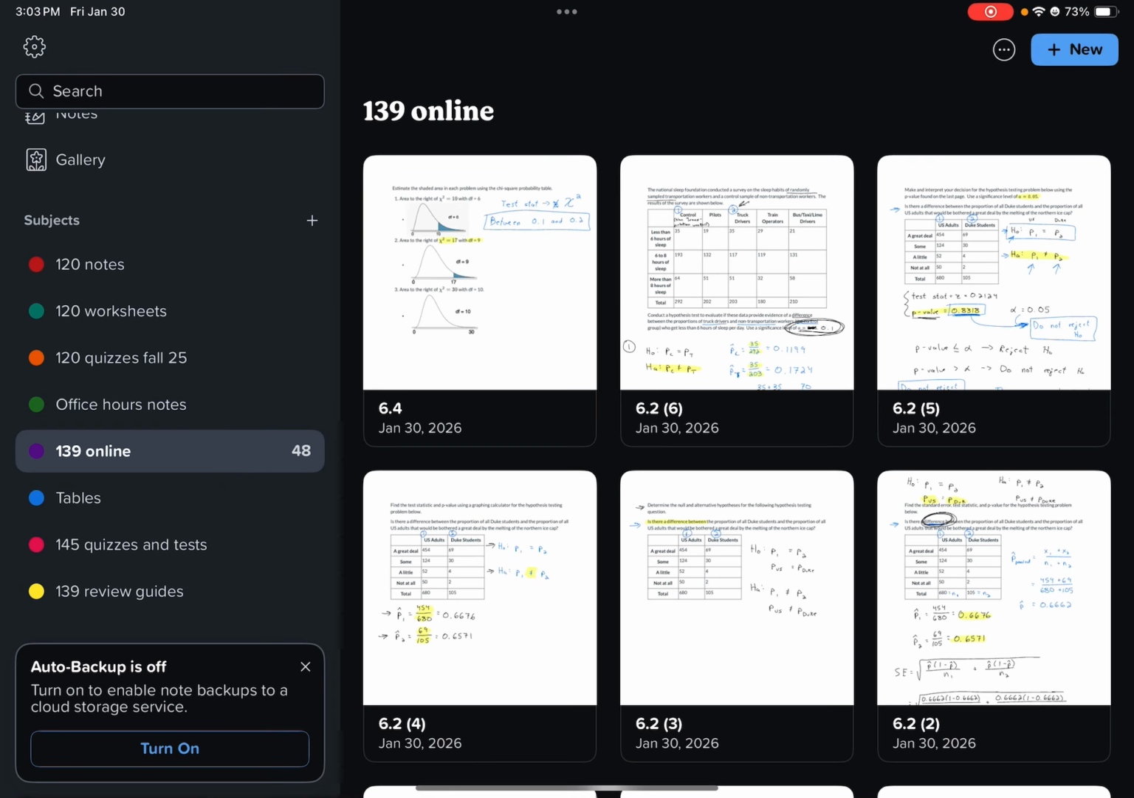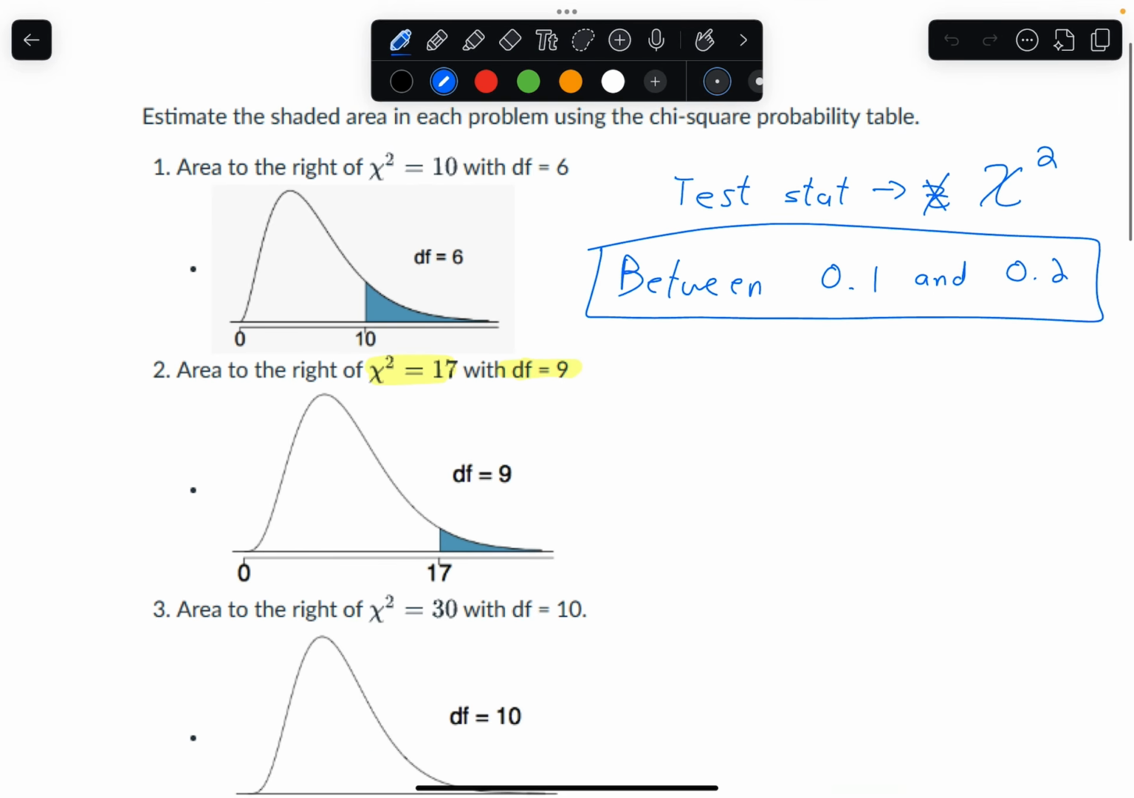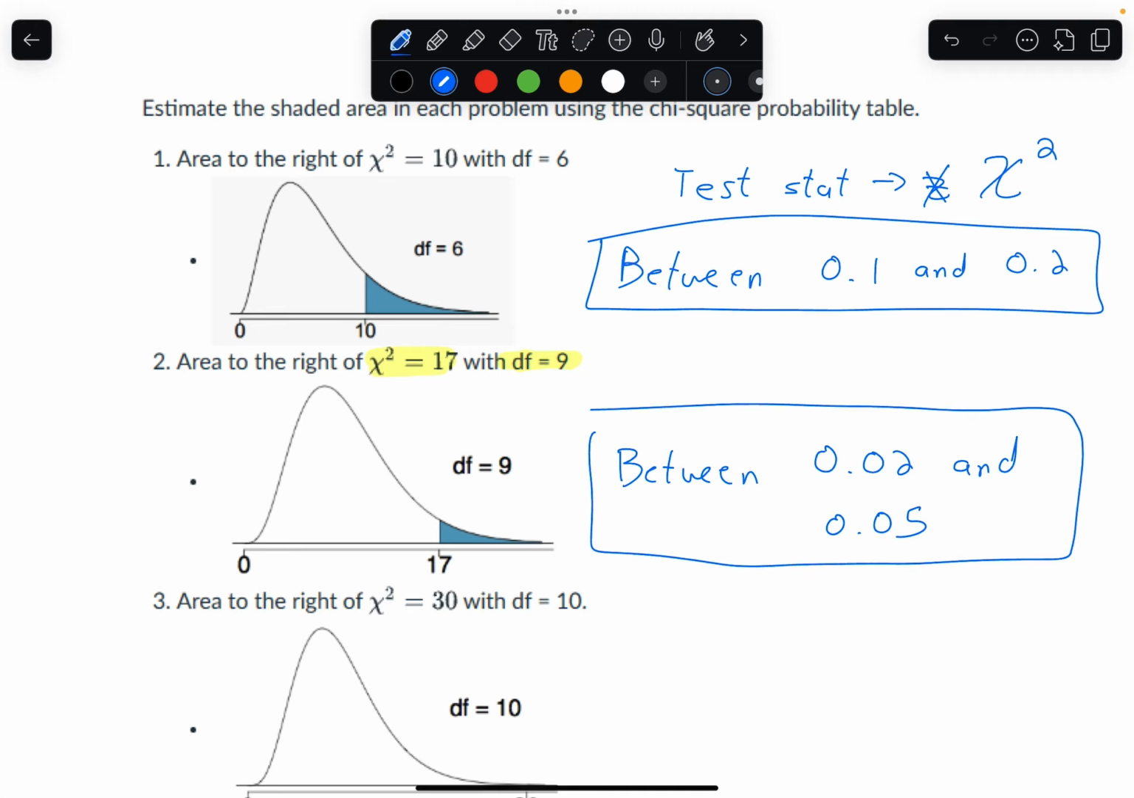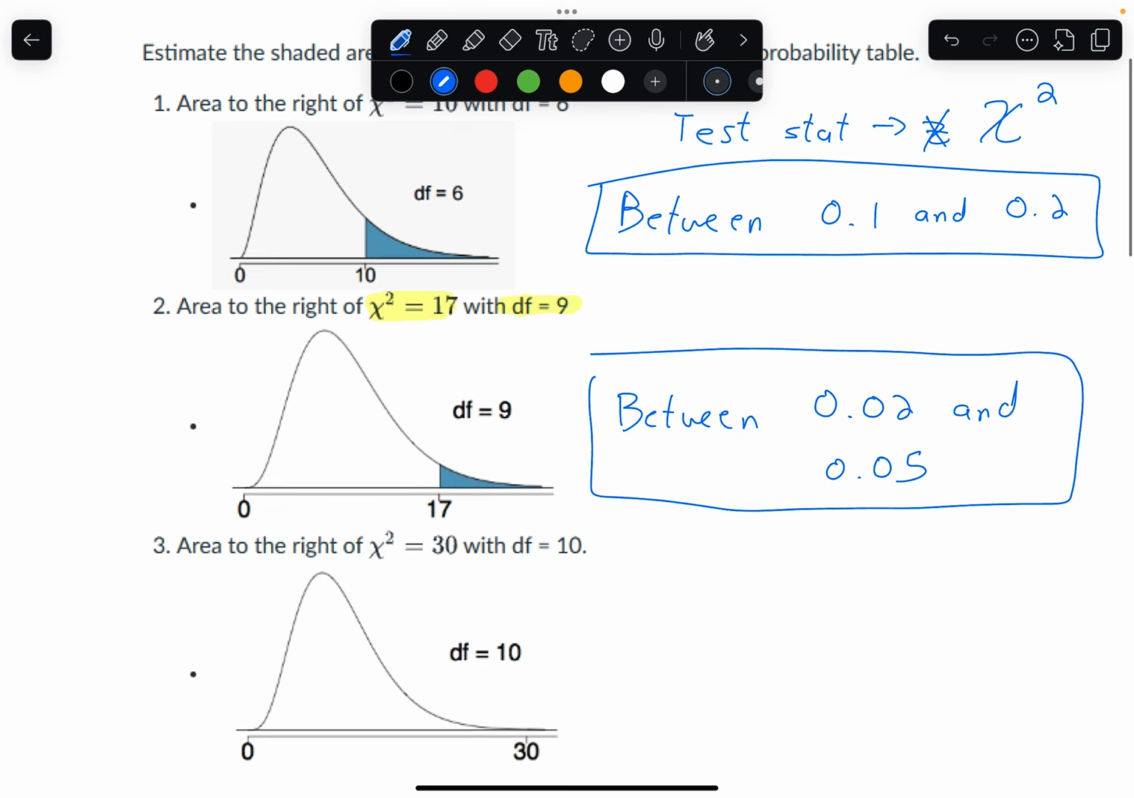So hopping back, our p-value, our area here, we said is between 0.02 and 0.05. Wonderful. We've got that one down. Last problem that we will take a look at here. This time around, we want a chi-square value of 30 and degrees of freedom 10.